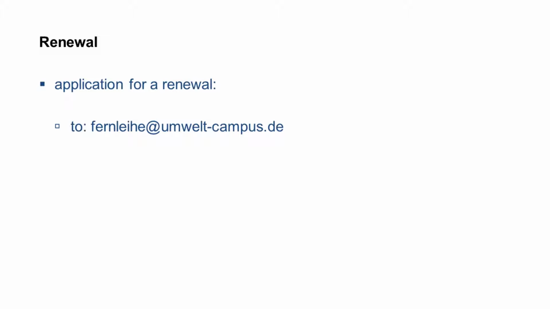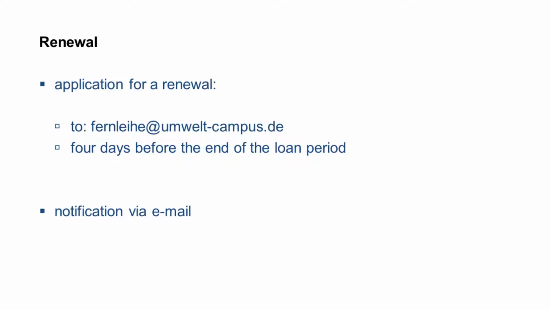Provided that a renewal is not ruled out by the lending library, you have the possibility to apply for a renewal of the loan period. To do so, send a short request to fernleihe@umwelt-campus.de 4 days before the end of regular loan period. The team of the library will check whether a renewal is possible or not and will notify you.